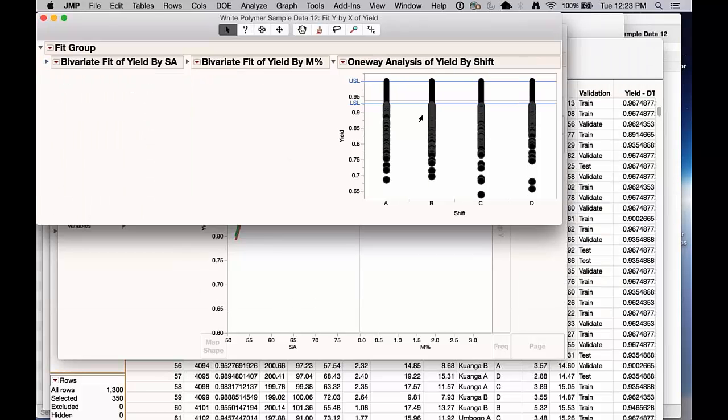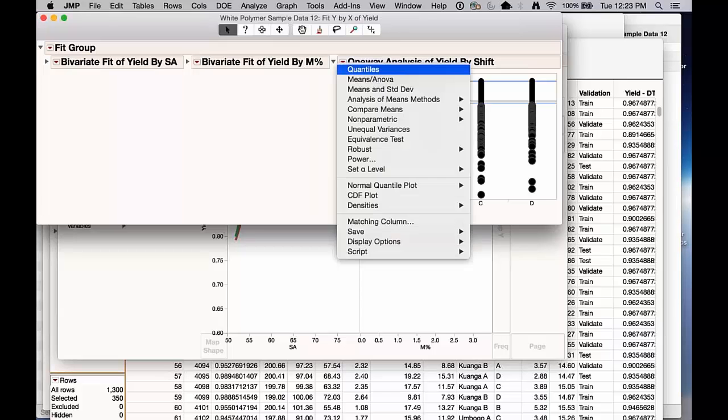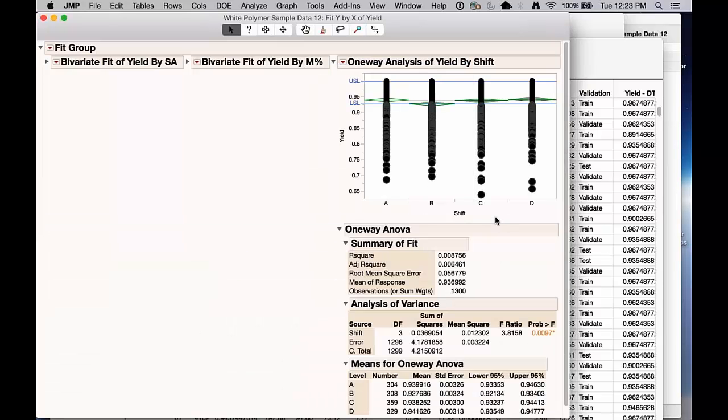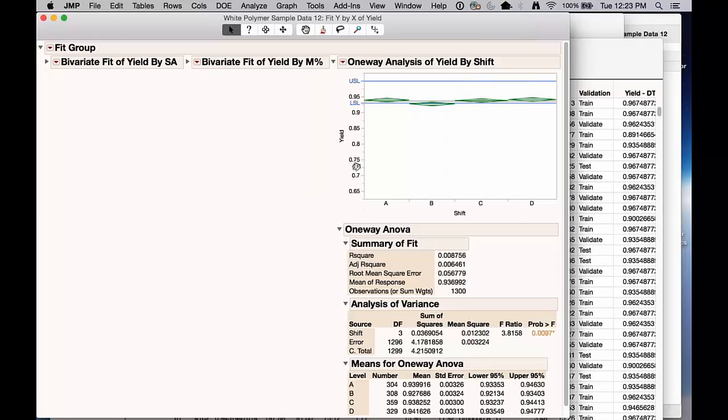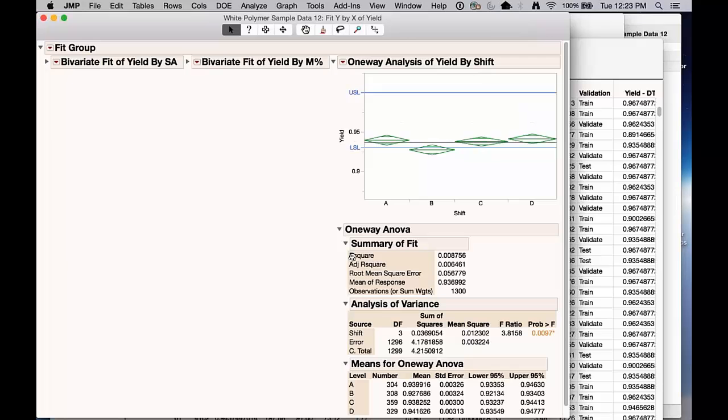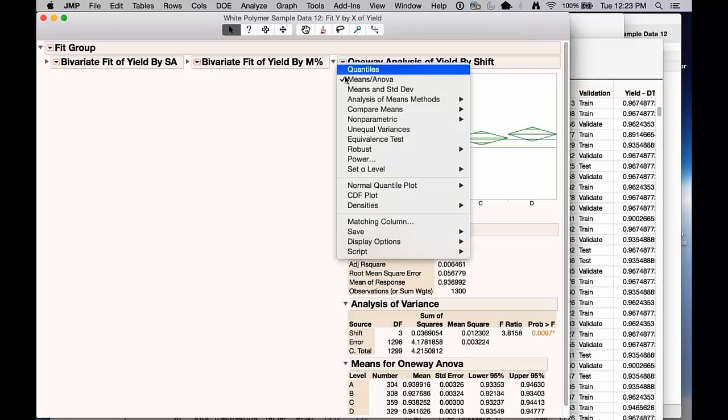I'll minimize those. This one right here, since I got a categorical input against yield, it's basically going to let me do mean comparison. So I can say, you know what, check to see if the means are different. I will turn off the points on this one as well. It's giving me these comparison diamonds. I can see if these diamonds overlap or not. That's one way of doing it.